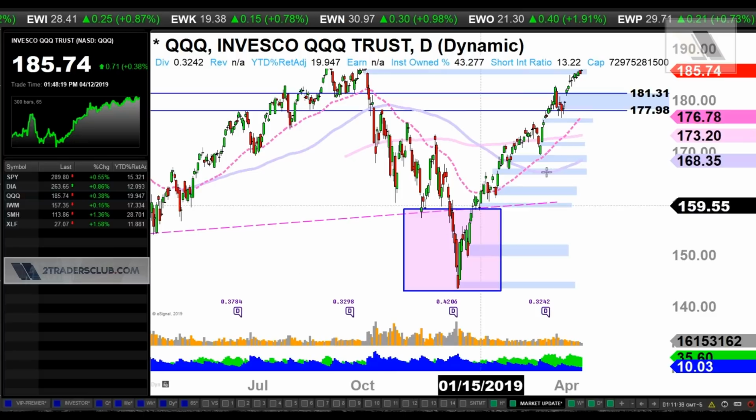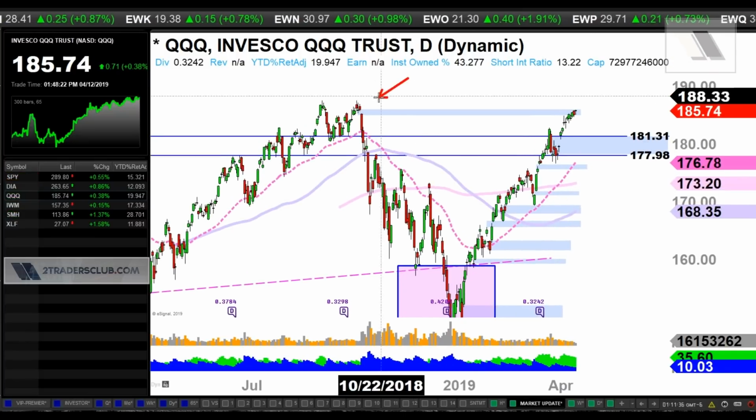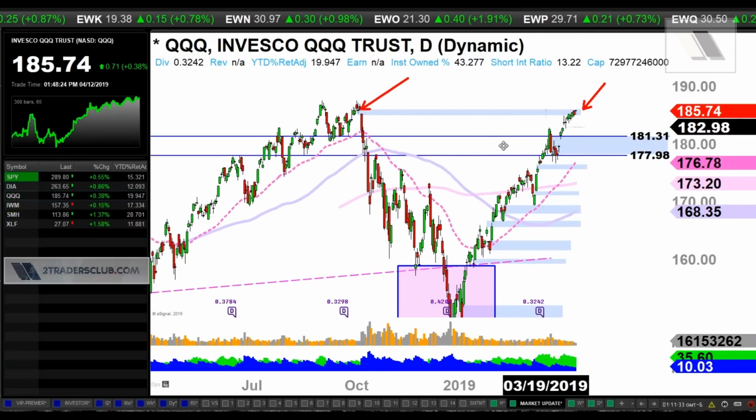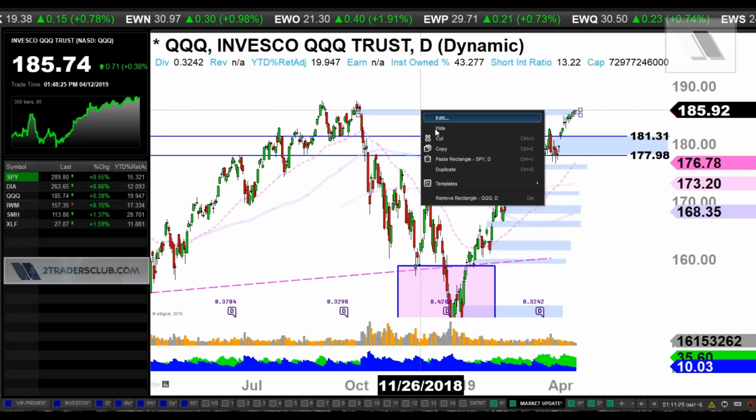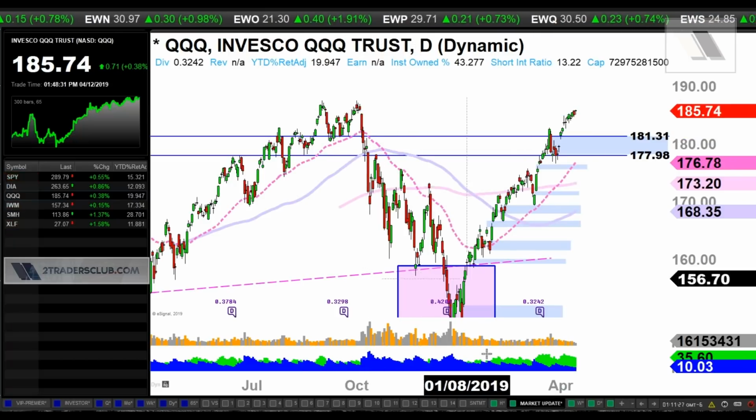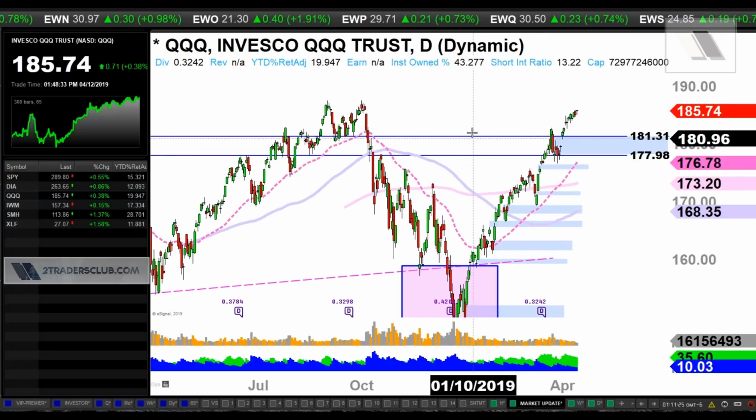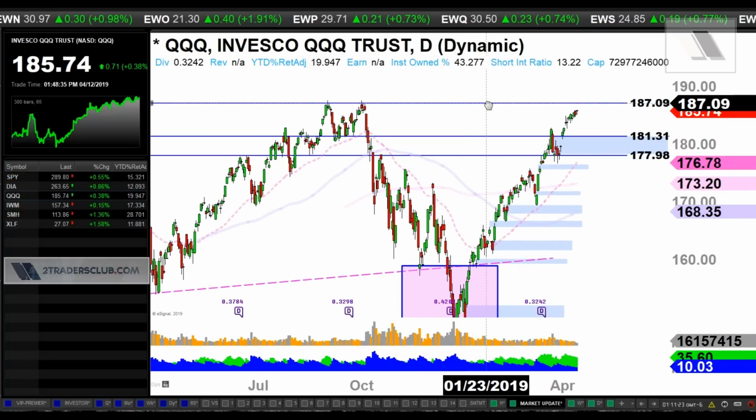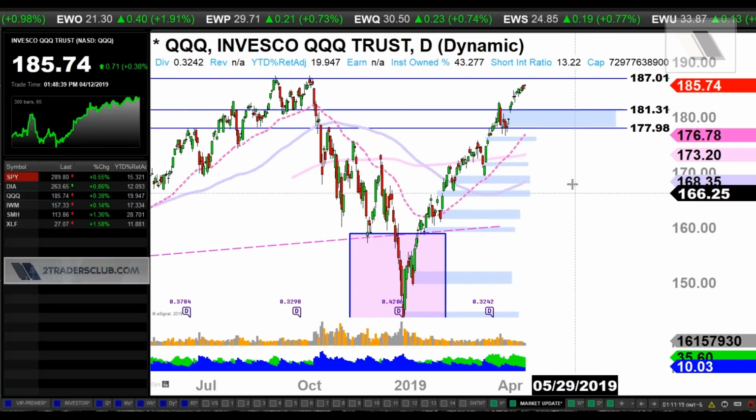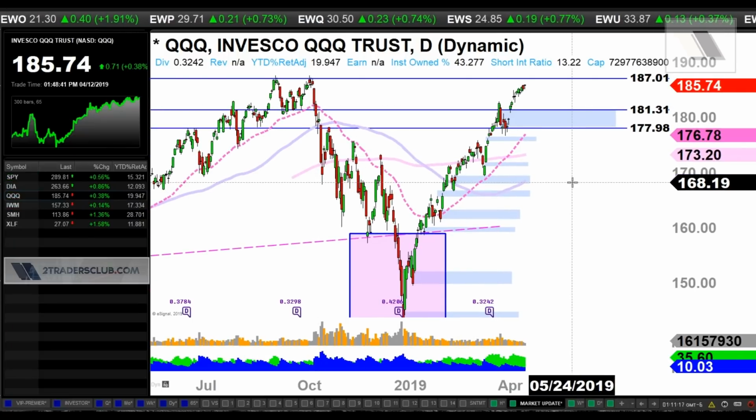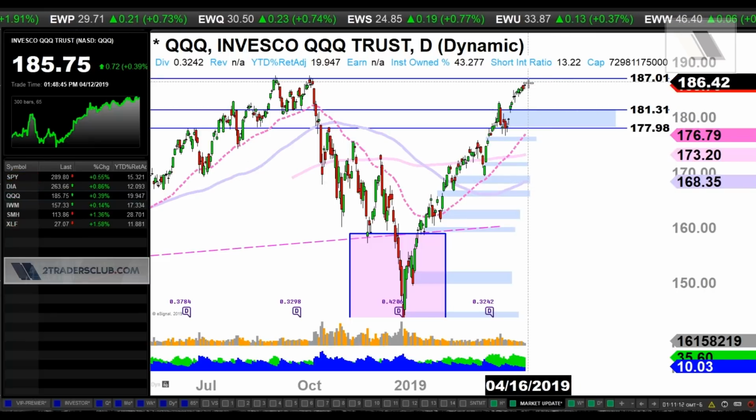Let's go to Qs here. Qs, we just cleared or filled that gap. That was actually pretty decent size compared to Spider and Diamond. So let's remove that now, right? Just remove that there. Let's annotate that as the all-time high right here. We're very near the all-time high. We just filled that gap. Because we filled that gap, we may see some slowdown here, or maybe grind higher.